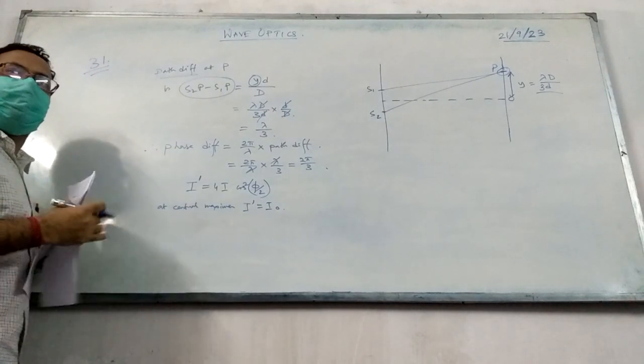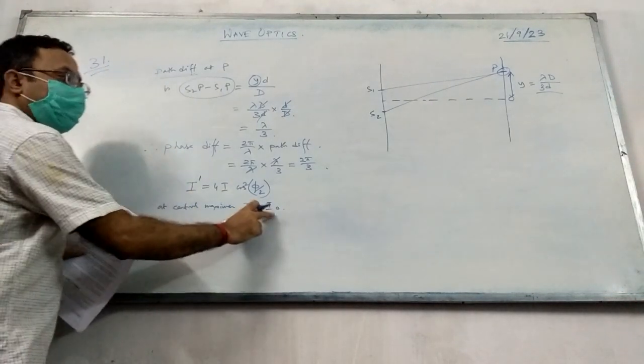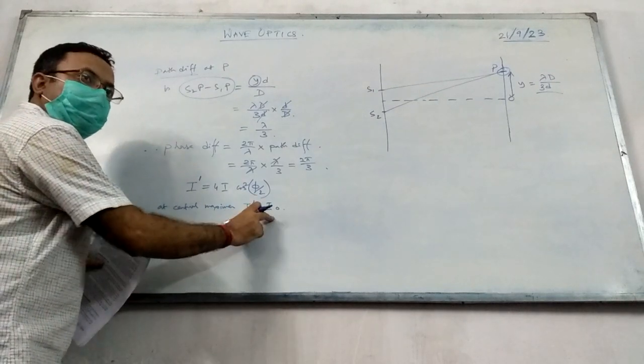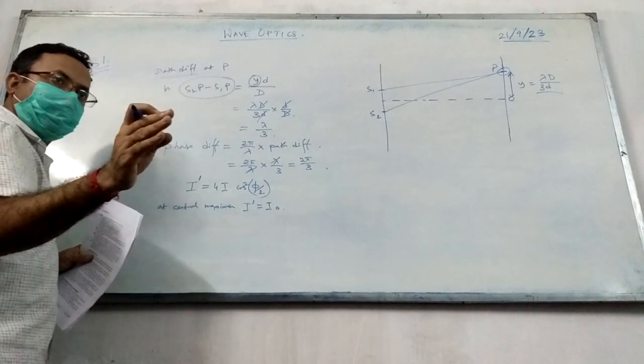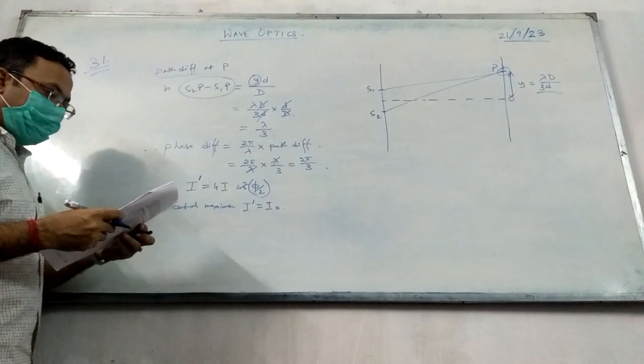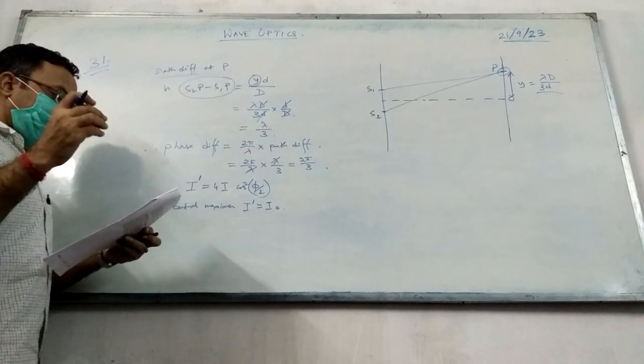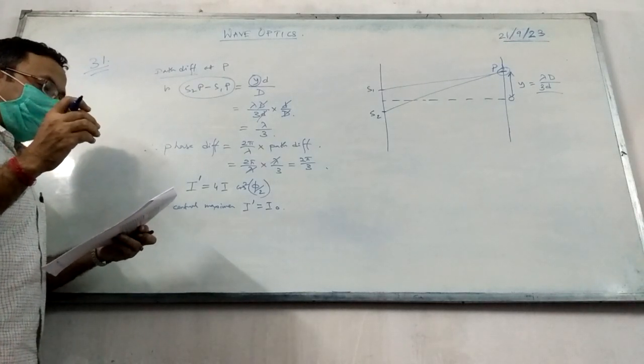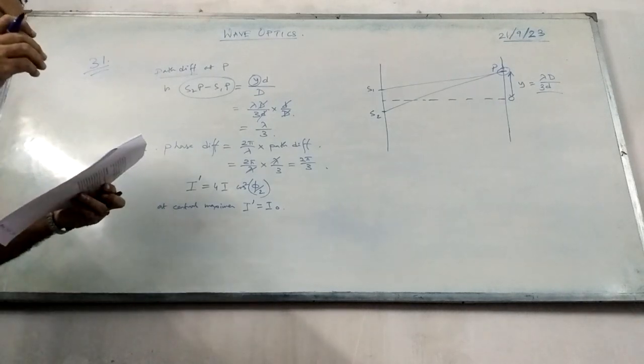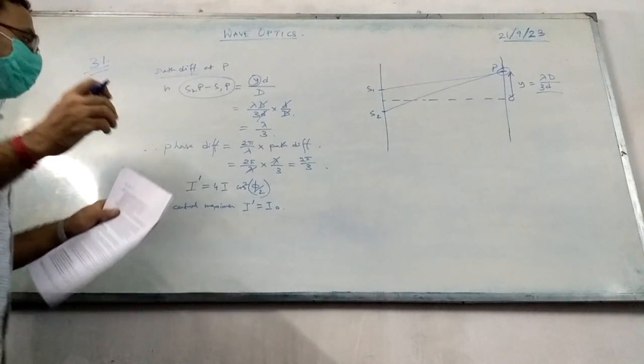What is the value of I dash at the central maximum? That means the resultant intensity. Can you understand the question? Look, it is given in the question. What is given? The intensity at the central maxima of a Young's double slit experiment is given by I naught.